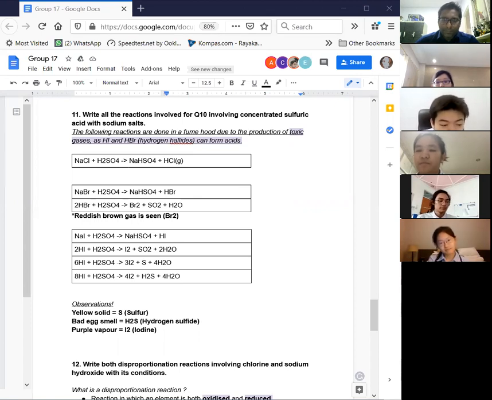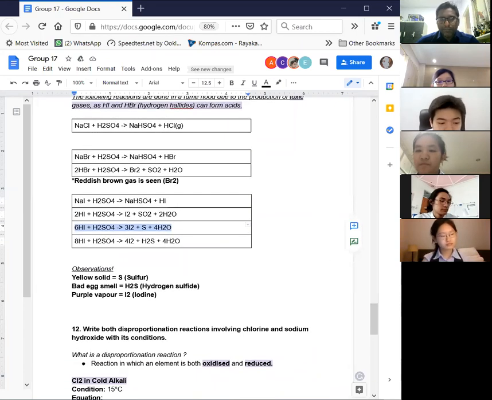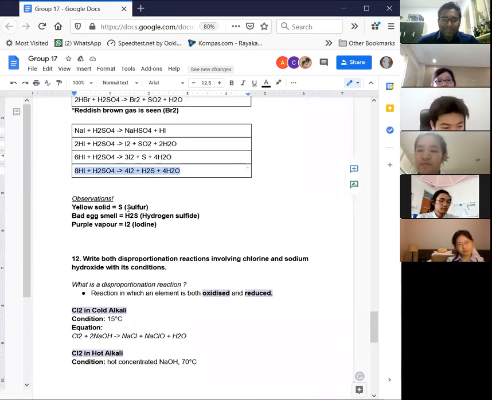Now, what can we observe from the above reactions? Well, from the second reaction, 6HI will react with concentrated sulfuric acid to produce 3I2 and sulfur. Sulfur will be a yellow solid, and for a bad egg smell, it will be produced from the third reaction, where 8HI will react with concentrated sulfuric acid to form 4I2 and hydrogen sulfide, which, as I said earlier, will produce a bad egg smell. For the first reaction, 2HI will react with concentrated sulfuric acid to form iodine, which is a purple vapor.